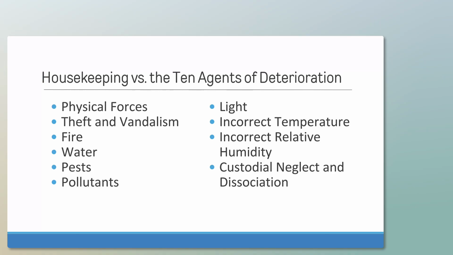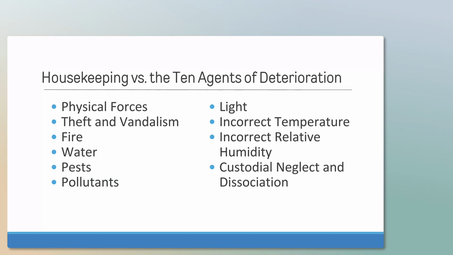So just to list them out, they're physical forces, theft and vandalism, fire, water, pests, pollutants, light, incorrect temperature, incorrect relative humidity, and custodial neglect, which is the one less physical force, but is the concept of having an incomplete inventory, not having thorough information about your collections and collections practices. So basically not working with a system like Artwork Archive. But the idea is that anything that can damage collections can in some way fit into these 10 agents. These categories help us more clearly identify ways to block or reduce harmful forces and lower the risk of damage to collections.